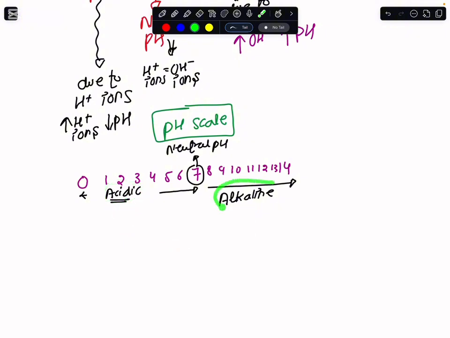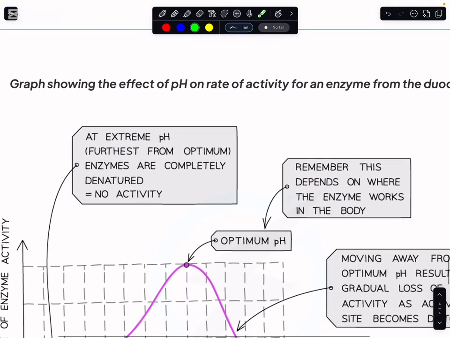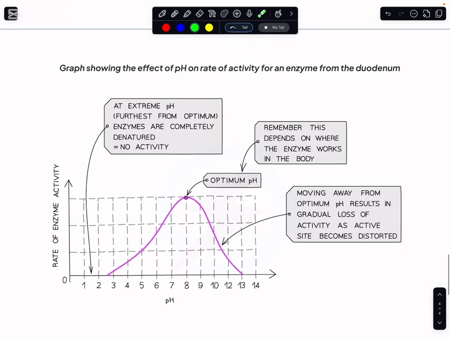And vice versa, if I were to introduce the intestinal enzymes that prefer to work in the alkaline pH into the acidic pH that we have in the stomach, they would also denature. So along with the temperature, you see that pH has an impact on the extent to which the enzymes can work on their substrate.